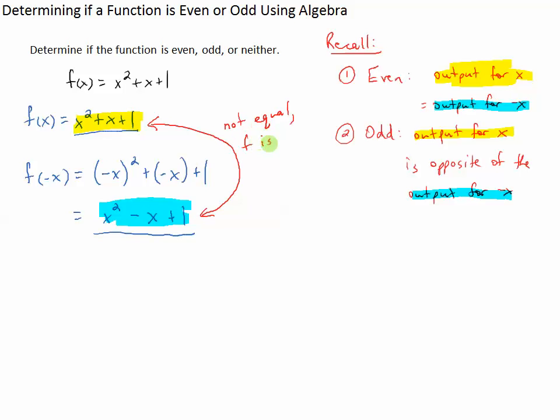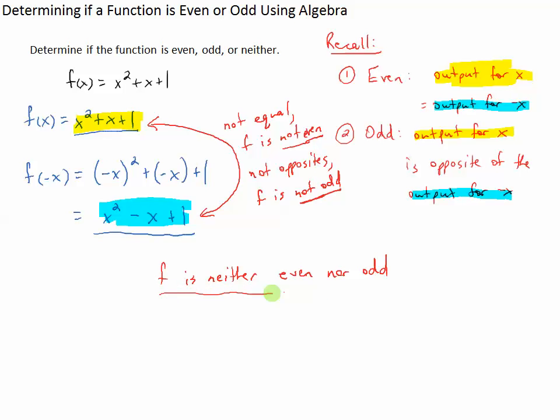so f is not even, and they are not opposites, so f is not odd. Therefore, f is neither even nor odd. Okay? Now, maybe you're confused about what I mean by not opposites.